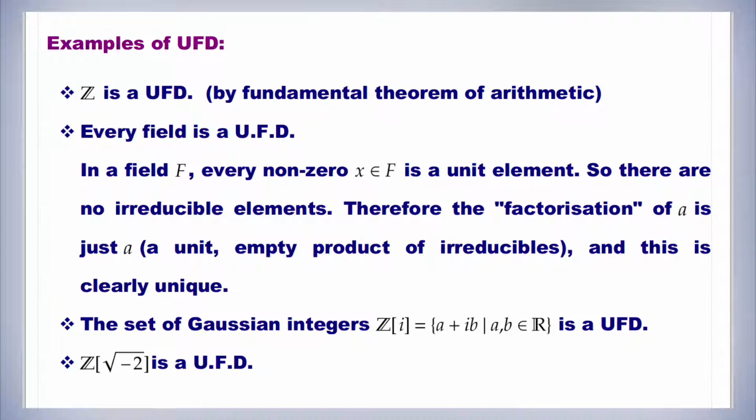The set of Gaussian integers Z[i], equal to the set of all a plus ib such that a, b belong to Z, is a unique factorization domain. Finally, Z[√-2] is also a unique factorization domain. Next, we shall see some more definitions.